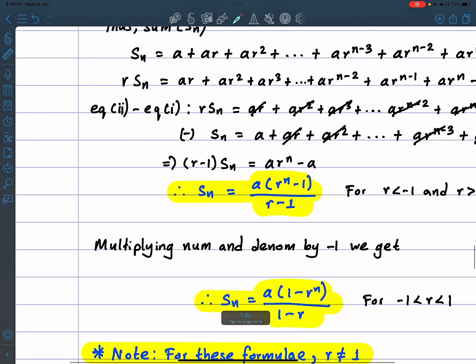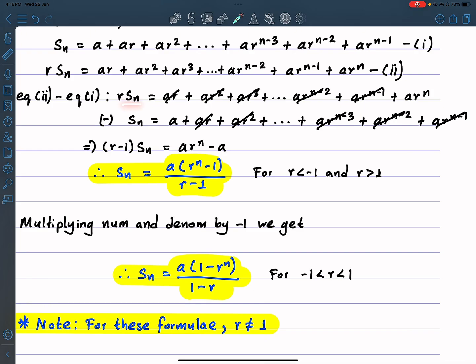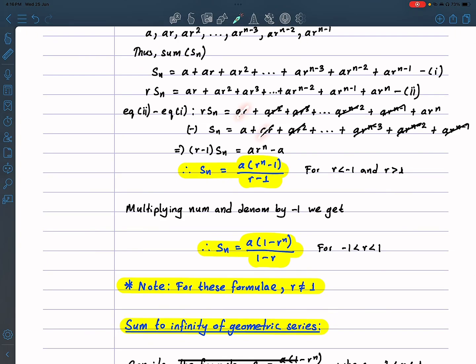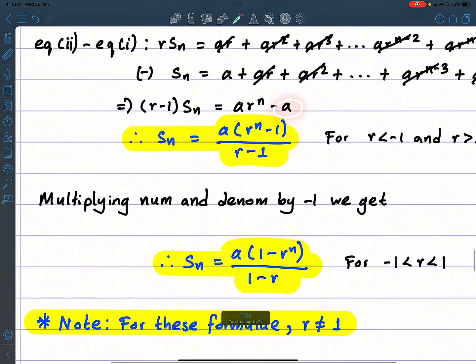Then what we will do is subtract equation 1 from equation 2. What's that going to do? Well, take a look. Equation 2 is r times s of n, ar, ar squared, ar cubed, dot dot dot, all of this. And then s of n is a plus ar plus ar squared plus ar to the n minus 3 plus ar to the n minus 2 plus ar to the n minus 1. All of these terms will get cancelled out, and we will be left with simply ar to the n and a. So the last term and the first term are the only things left.